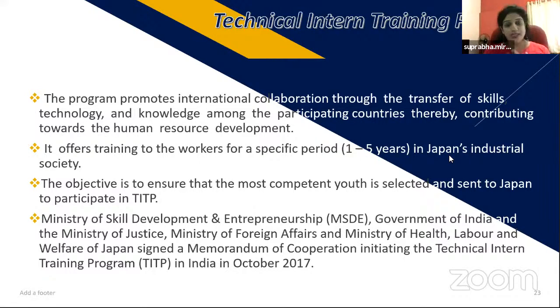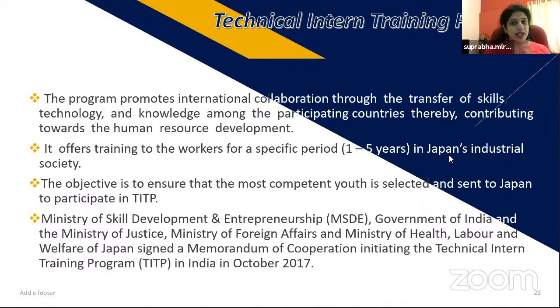So who are the participating authorities from India? It is MSDE, the Ministry of Skill Development and Entrepreneurship, Government of India, and the Ministry of Justice, along with the Ministry of Foreign Affairs. That is, I can say External Affairs, or it can be Foreign Affairs, anyone. Okay, so this is from the India side. From the Japan side, the Ministry of Health, Labor and Welfare of Japan. So they signed a memorandum. It is called the Memorandum of Cooperation, and this helped to initiate the Technical Intern Training Program, TITP, in India in October 2017.